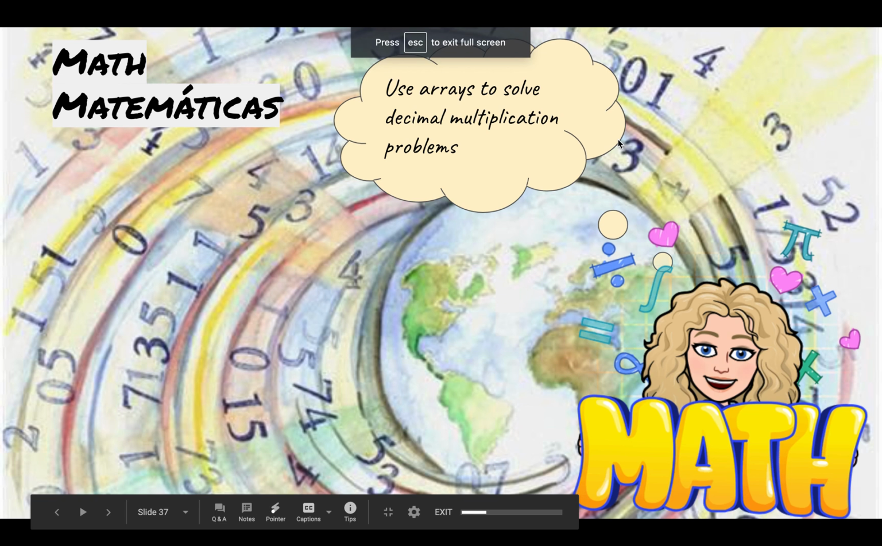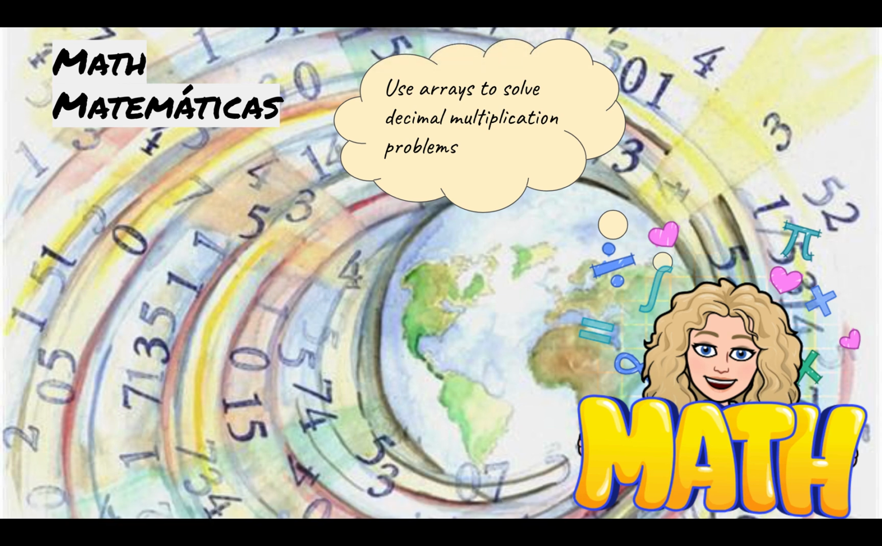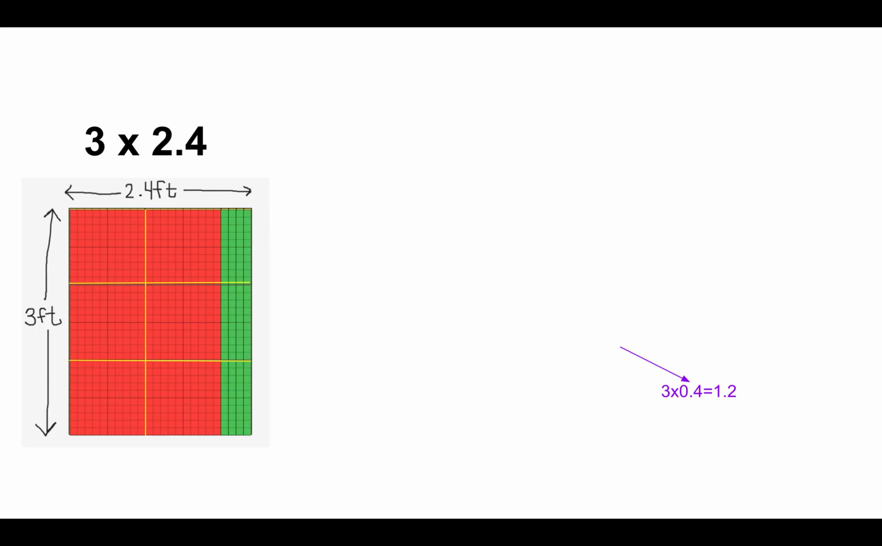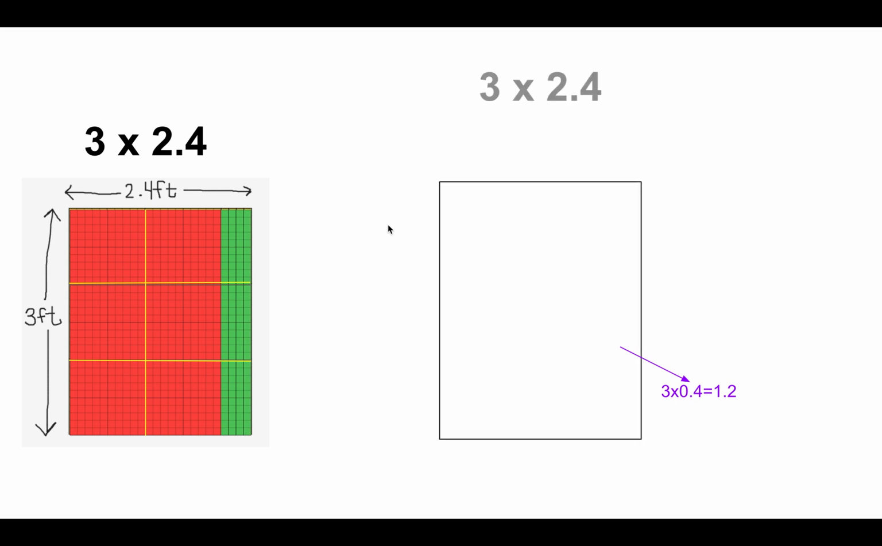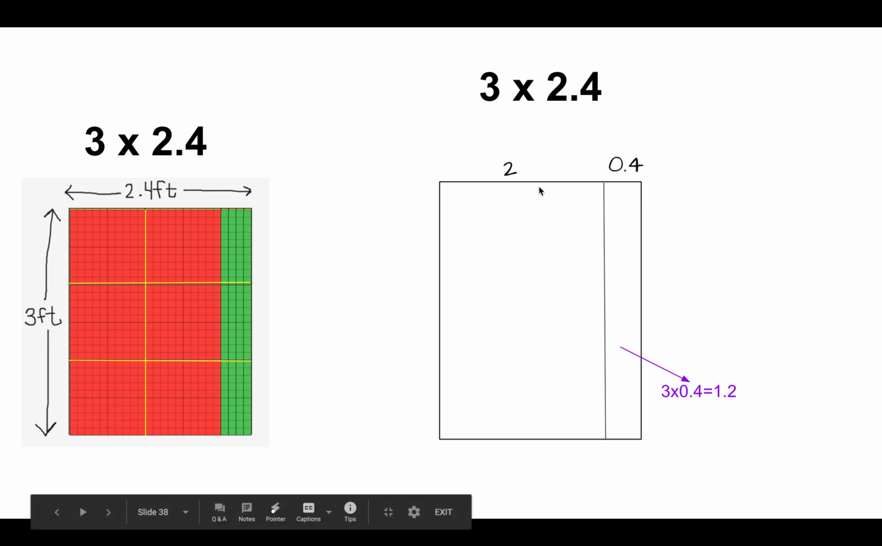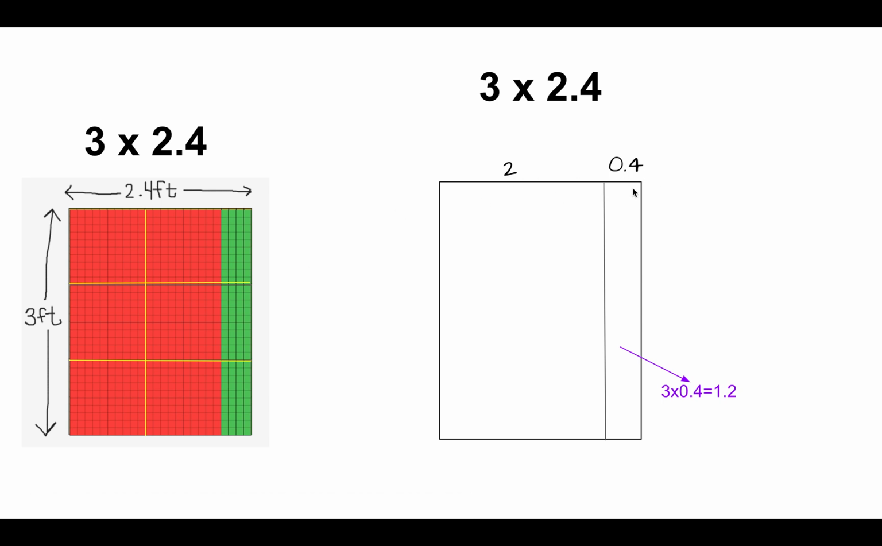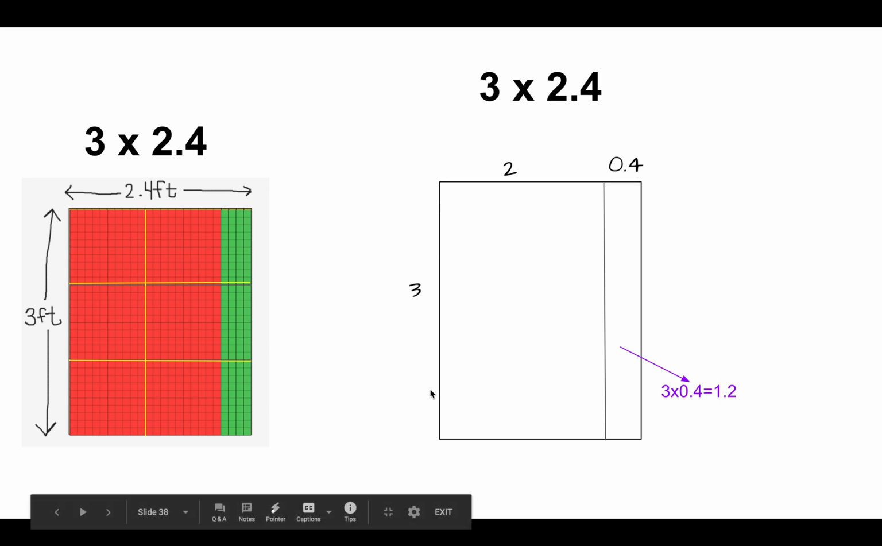Okay, so hoy en matemáticas, today in math, we're going to use arrays to solve decimal multiplication problems. So yesterday, you all made arrays using the Block app. Today, we're going to do it in a little bit of a simpler way with just a drawing. So I'm just going to draw a rectangle, and for 2.4, again, I'll break up the 2 and I'll break up the 4/10. Then this side is still 3.